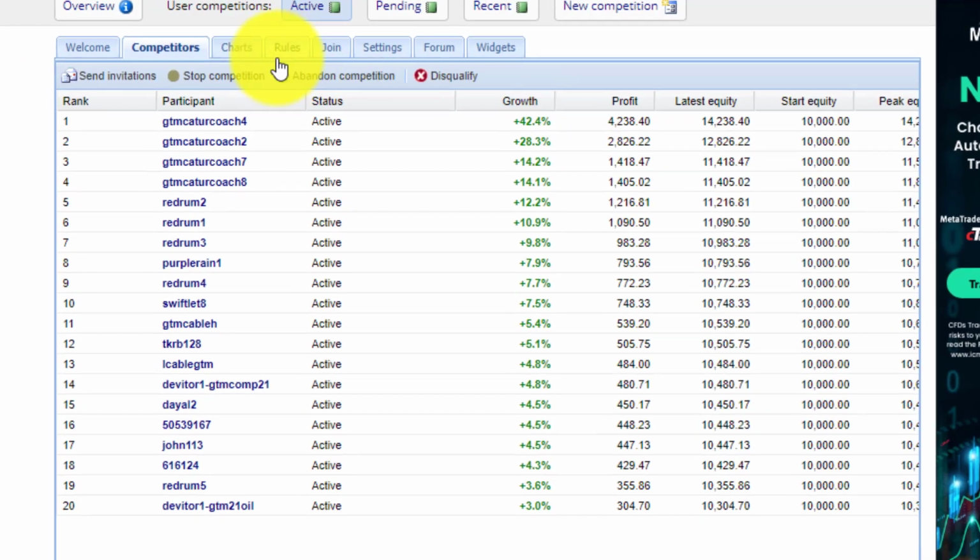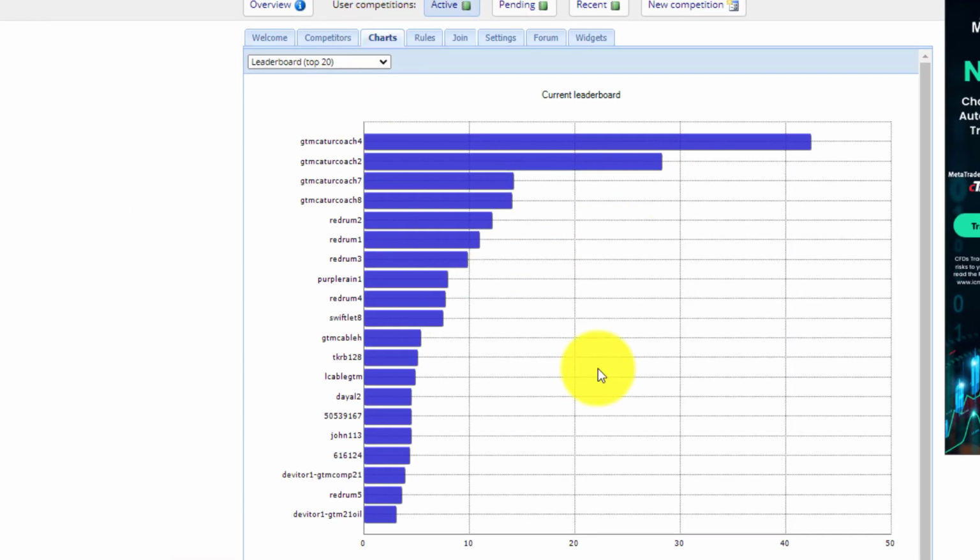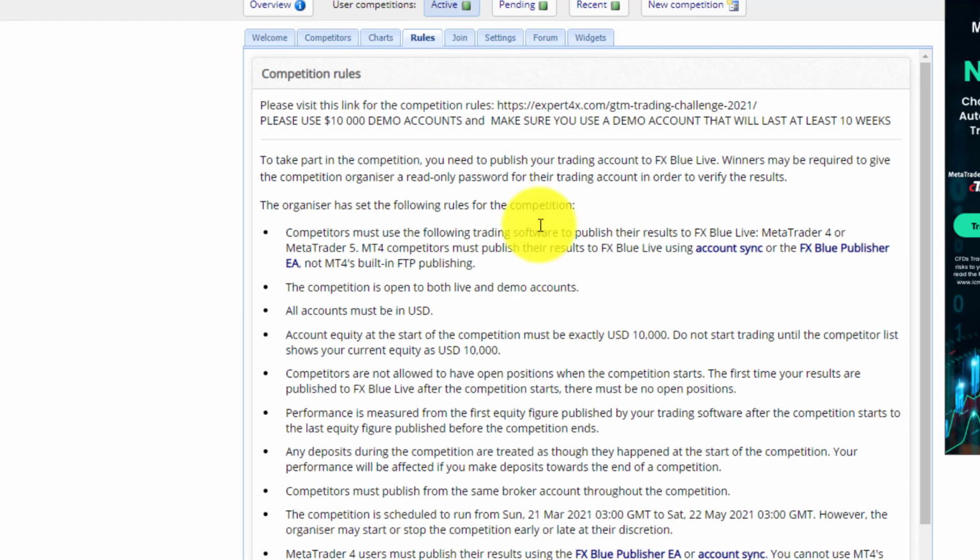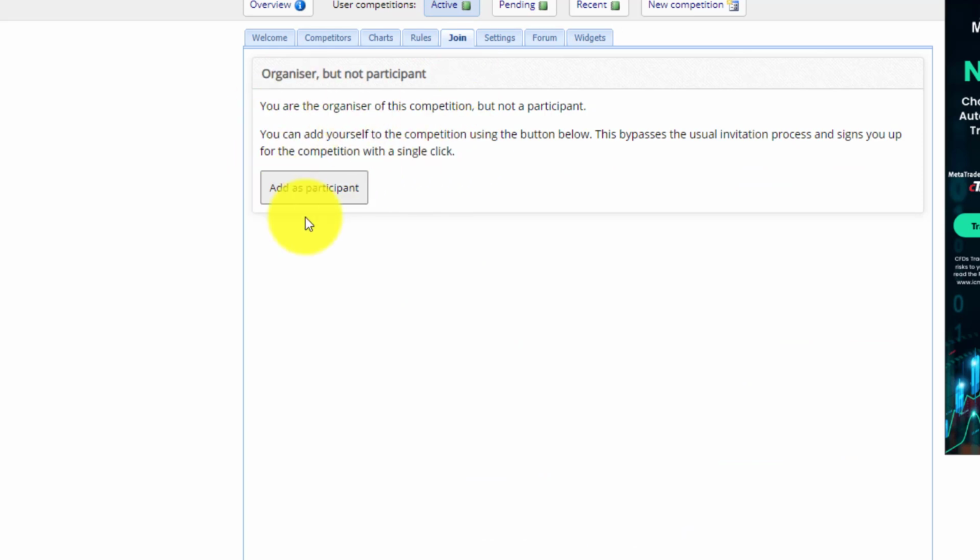Again, this is the chart that you can look at, and the rules are shown in the rules tab, and it's very easy to join. You just click here and you can join the competition.